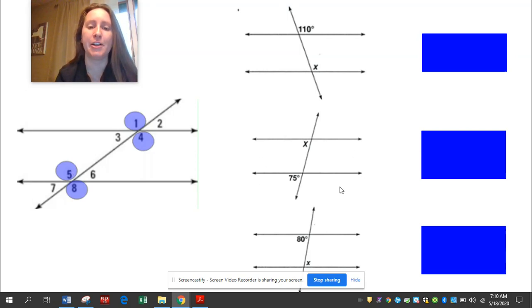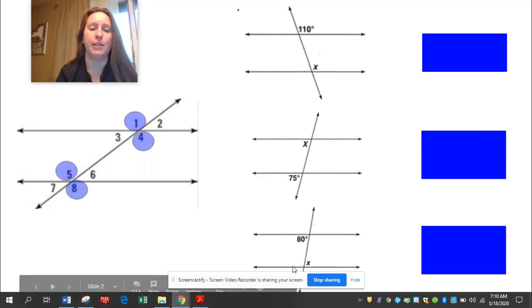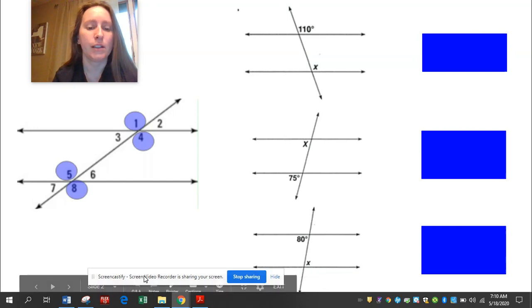Now, this second diagram is actually your first question, so I apologize. We're going to look at this second diagram first, then the first one, then the third. Get this out of the way too.